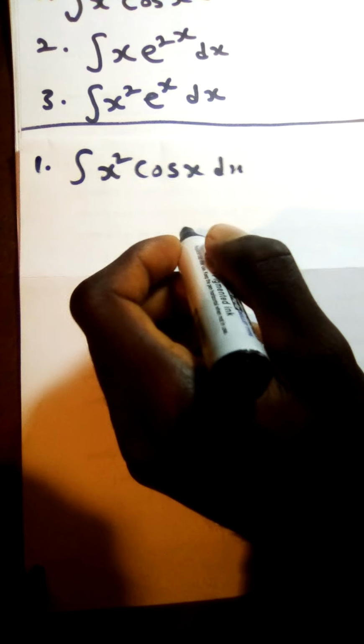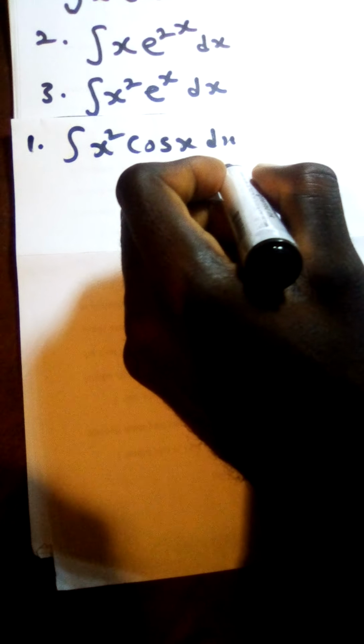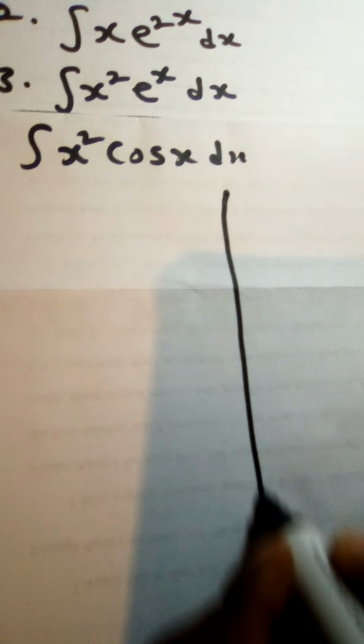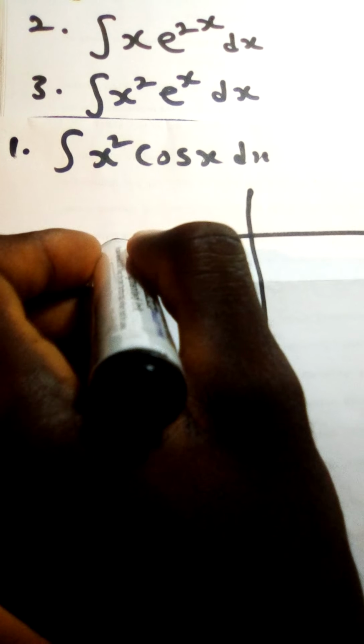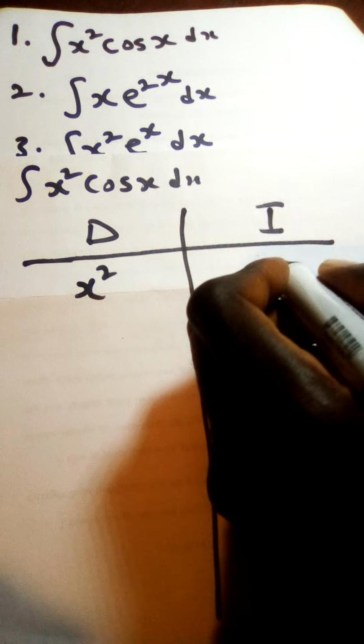Question 1 says integral of x squared cos x dx. The DI method here is just simply ruling a table. This D here stands for differentiation, while this I here stands for integration. Now the next thing is to know the one to differentiate and the one to integrate. We have to differentiate x squared because x squared is easily differentiated, and we have to integrate cos x.